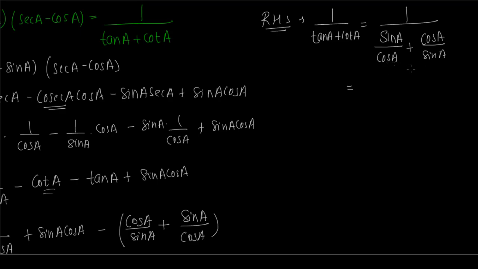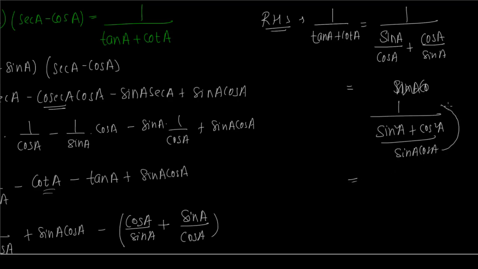Now this is what? Now take the LCM again. So sin A by cos A comes in the numerator. Let's do it stepwise. So this is sin square A plus cos square A by sin A cos A. Because you're taking LCM, which is sin A cos A and cos A into sin A. So sin square A here plus sin A into cos A, so cos square A here. Now sin square A plus cos square A is 1, clear?